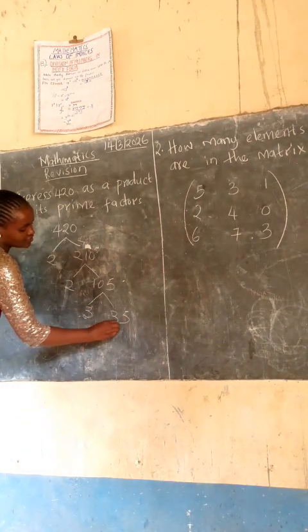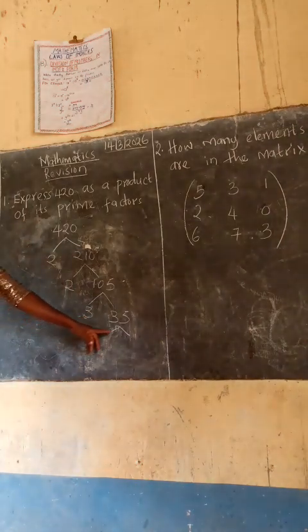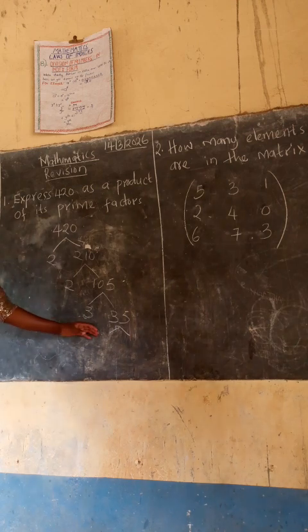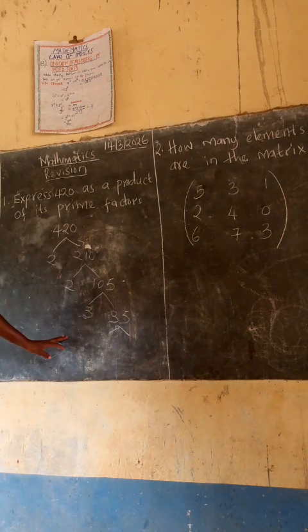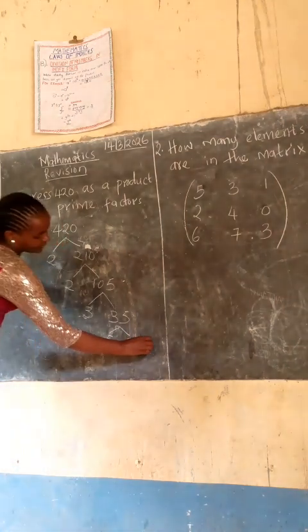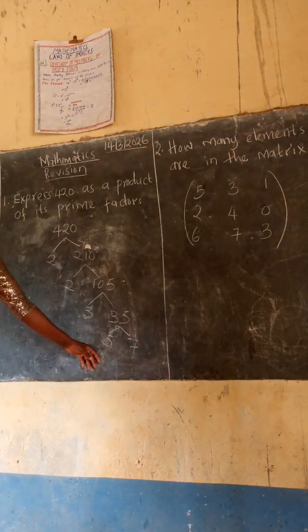35. And then we check whether 3 again can divide 35 without a remainder. Can it? No. So we move to the next prime number, which is 5. And what is 35 divided by 5? Evelyn? 7. Are we supposed to proceed?